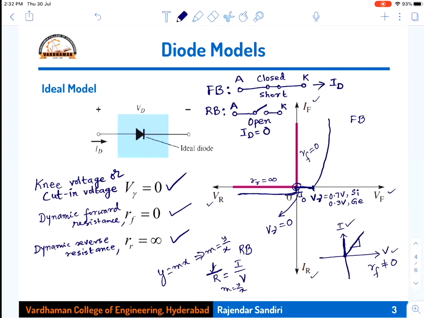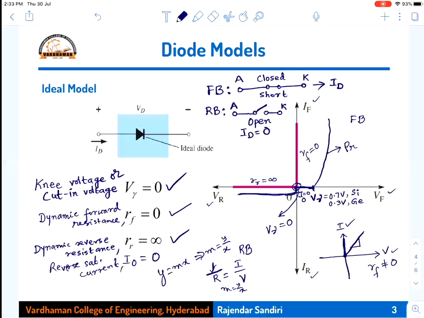So the other fourth property you can also take is I naught equal to 0. So the reverse saturation current is 0, represented by I naught. That's why it's not coming down here. It is directly taking the negative x-axis. So the pink color graph is for the ideal model. The blue color graph is for the practical diode or real diode. This is the practical or real diode.